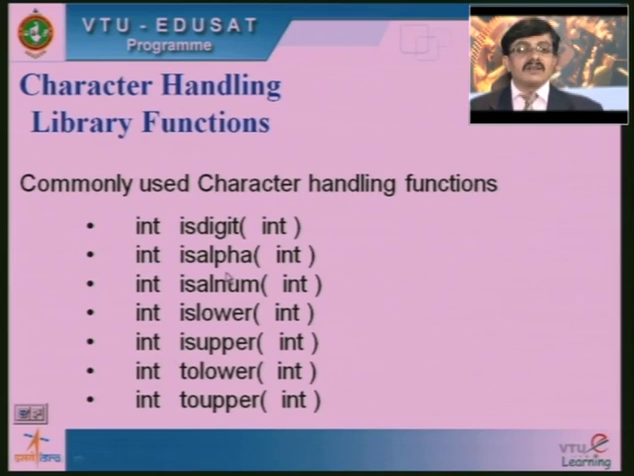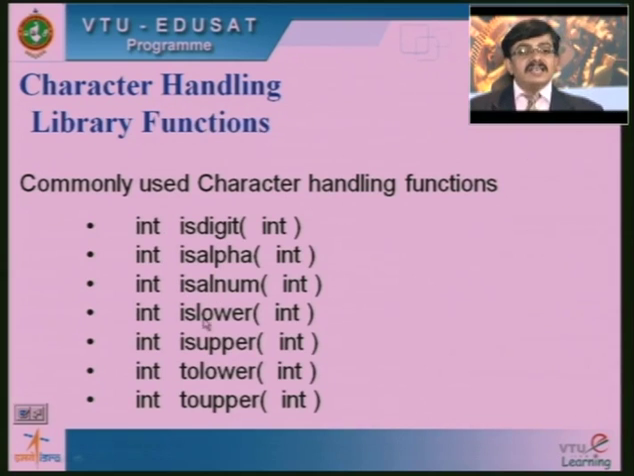Similarly, we have the isalpha function. Whichever parameter I pass, if it is an alphabet, the function returns 1, otherwise it returns 0. Now, similarly, isalnum. This function returns 1 if the character I am passing as a parameter is an alphabet or even a number.